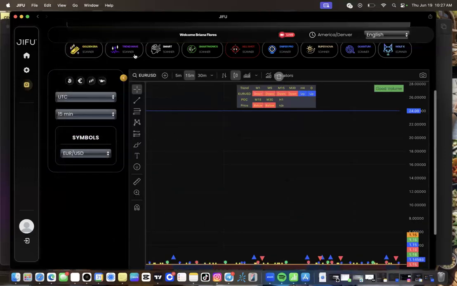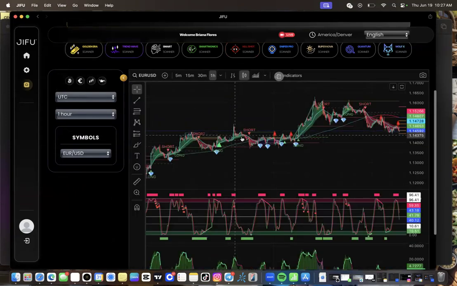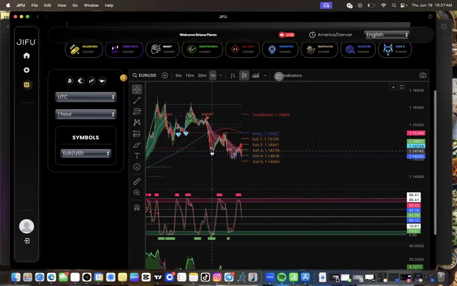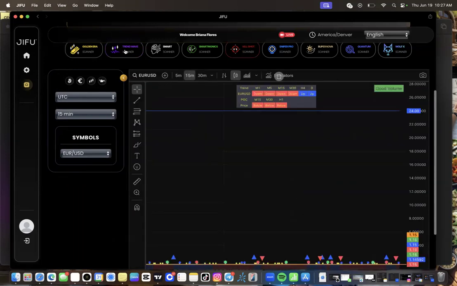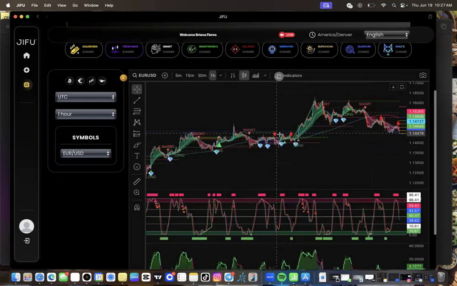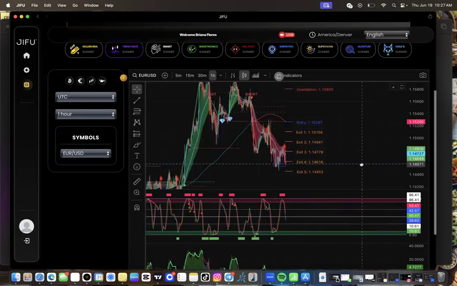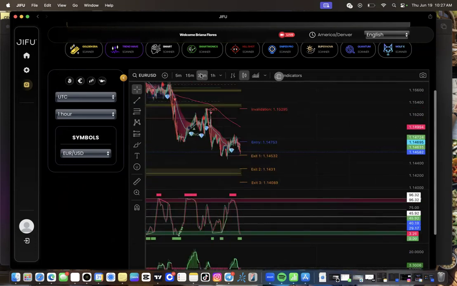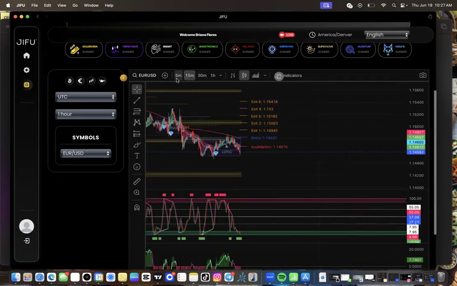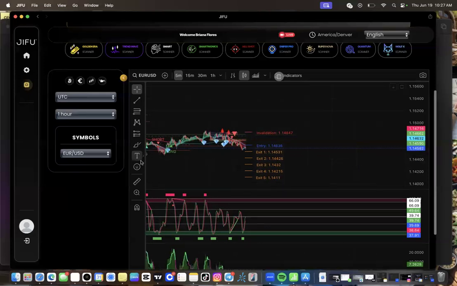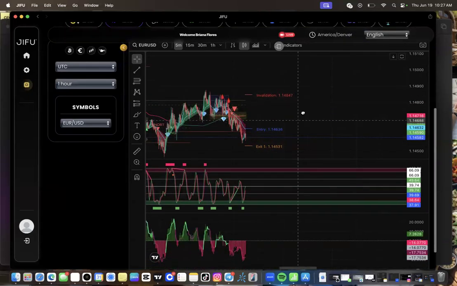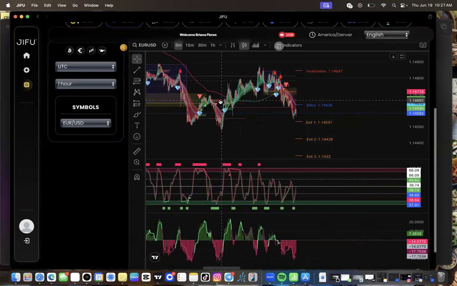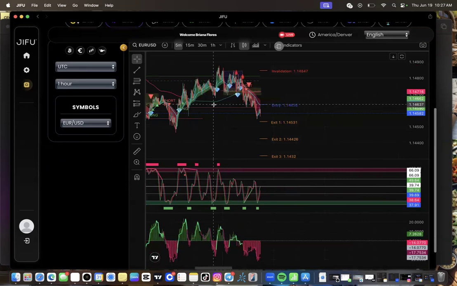Ooh, Euro USD. I do like Euro USD too. It's one of my more favorite ones. Come on now, 1 hour. There we go. It was all red right there. I forgot I was staring at it for so long. Okay, there we go. All red. Oh, no. Why you gotta do us like that? Oh, that was such a perfect one to take. We missed it.